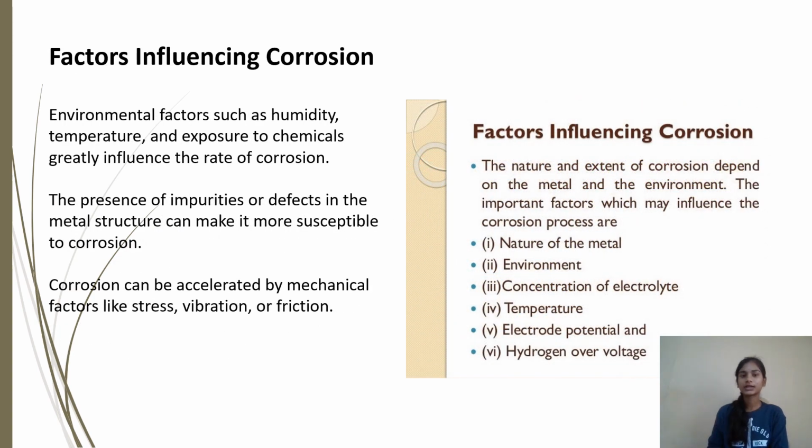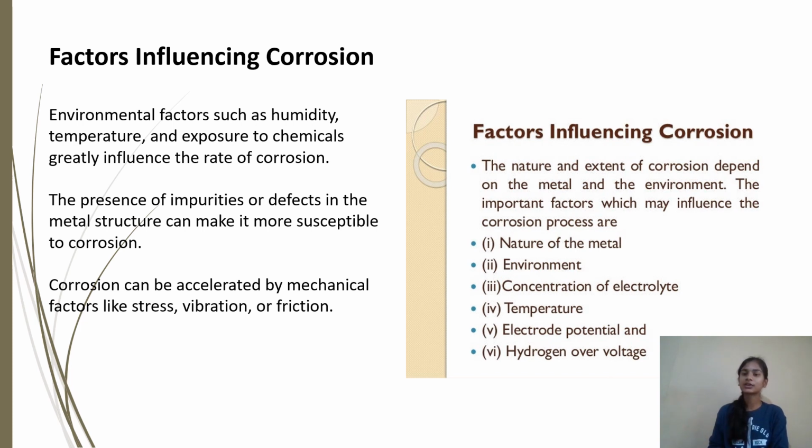Factors influencing corrosion. Environmental factors such as humidity, temperature, and exposure to chemicals greatly influence the rate of corrosion. The presence of impurities or defects in the metal structure can make it more susceptible to corrosion. Corrosion can be accelerated by mechanical factors like stress, vibration, or friction.